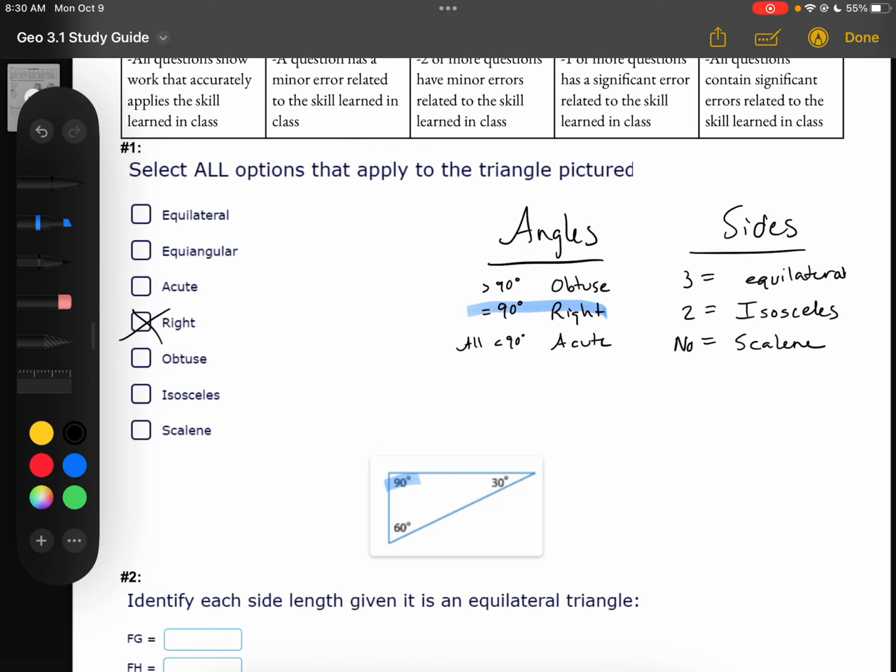So the way that you can determine the side lengths is that the angles also have to be equal. So you can actually put here, it doesn't have to be just side lengths. If you have three equal angles, two equal angles, or no equal angles. So here we're going to see that 30, 60, 90 are all different. So we're going to have a scalene triangle in this case because none of our angles are equal.